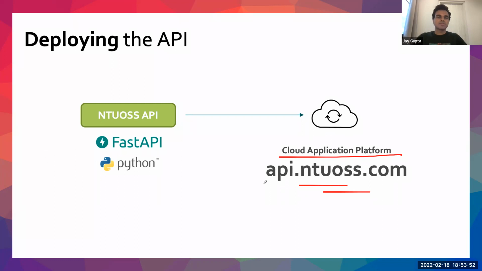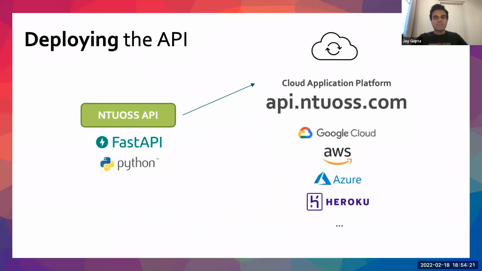And this domain name can be anything. I just wrote an example here called api.ntoss.com. It can very well be yourdomain.com/something, or this domain name can be anything. We can buy a domain as well, or we can use a free one as well. But the point really is that now with deployment, the API will be available for everyone to use.